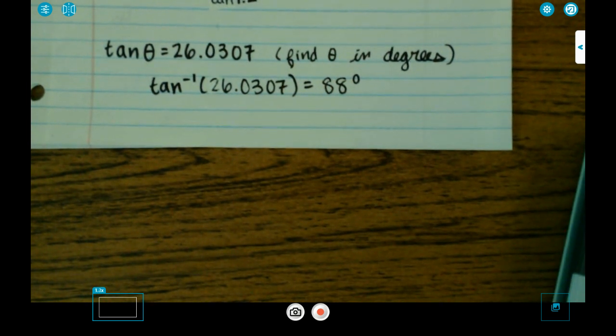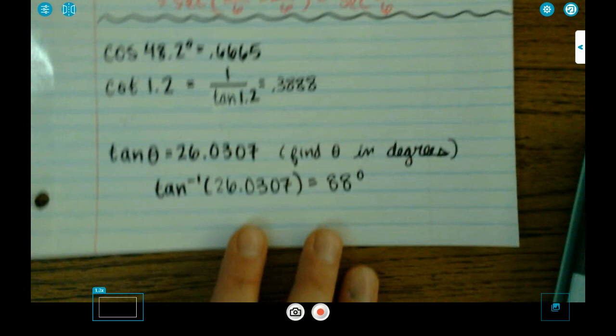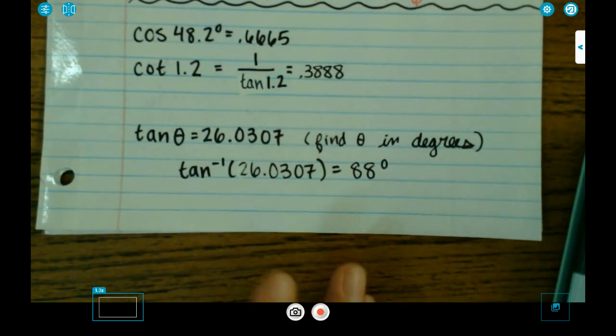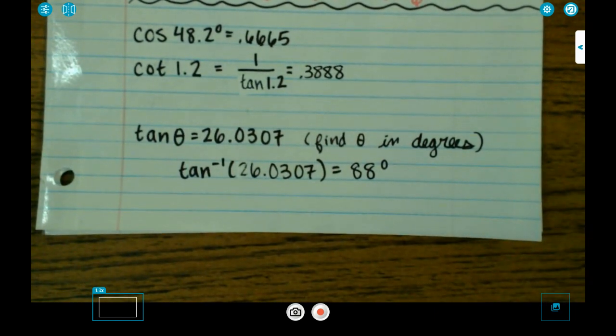Okay, that is it for today. Tomorrow we are going to apply things we have already learned, but we are not learning any new ways to do things. We're just applying it to actual triangles and angles of elevation and stuff. So that's it for today. Get started on today's assignment. And then tomorrow we're going to do applications.